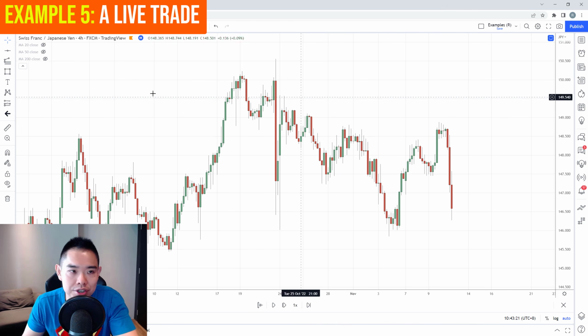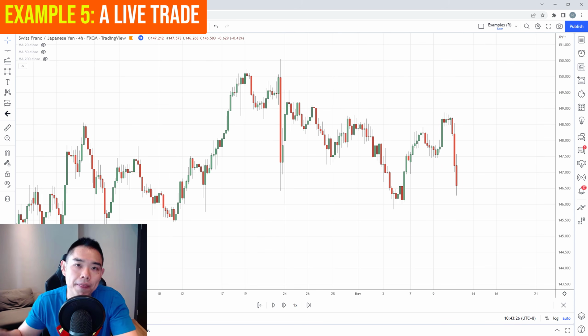Let's have a look at this chart. This chart is the 4-hour time frame, Canadian yen, and it seems like the market is in a range. And as you know, if the market is in a range, do you buy at support or sell at resistance? The clue is the higher time frame.